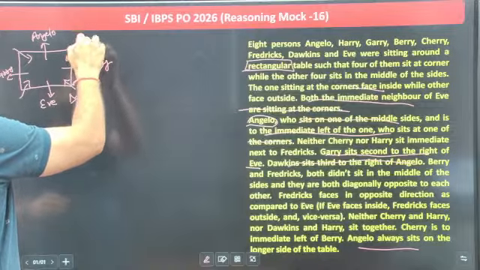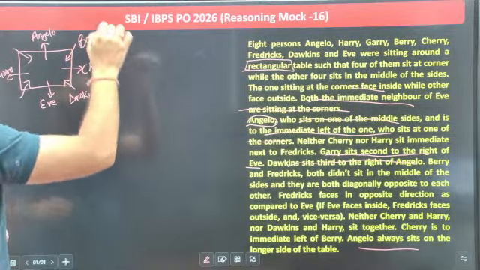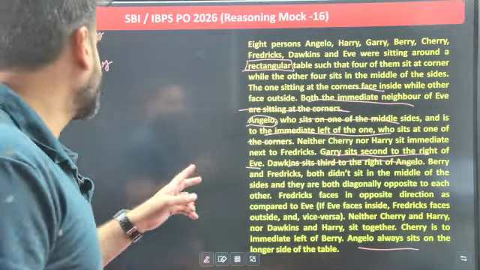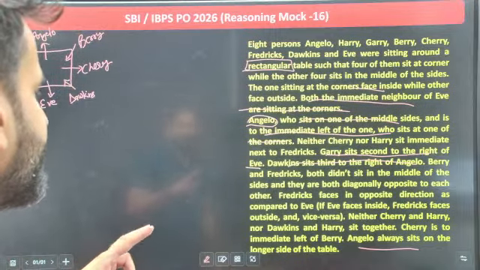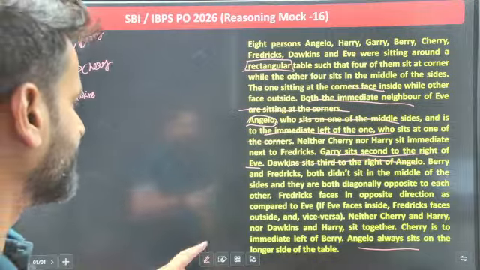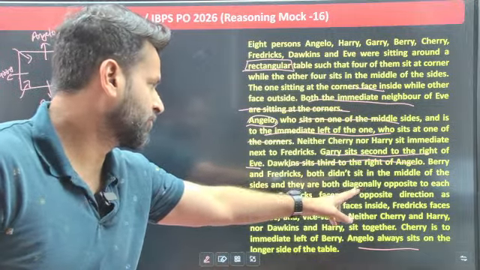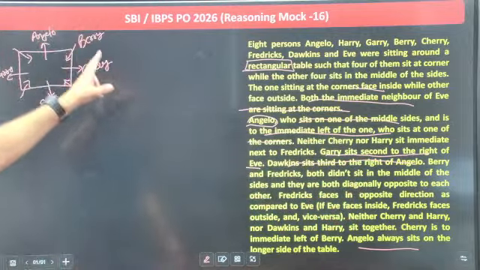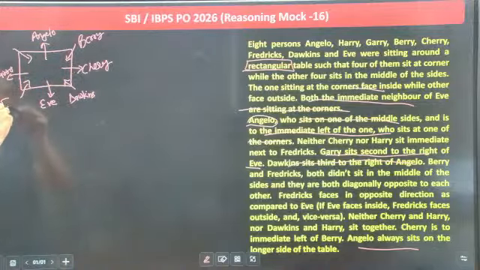This is Cherry and this is Barry. Okay. Barry and Frederick do not sit in the middle of a side and they are both diagonally opposite. Who? Barry and Frederick. If this is Barry, then don't you think this will be Frederick?